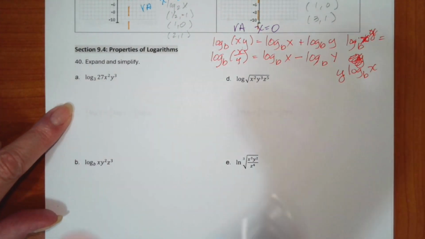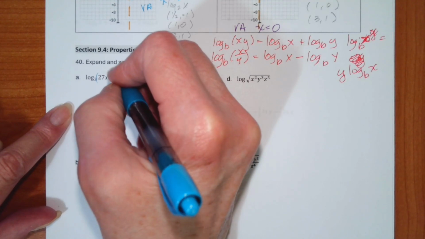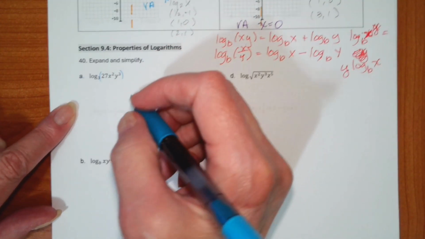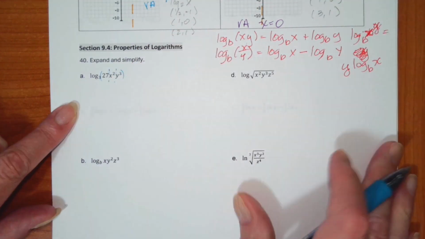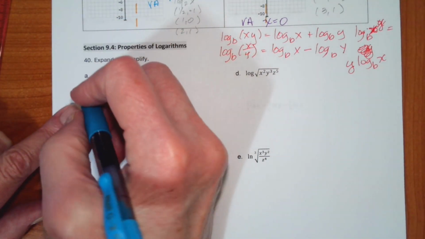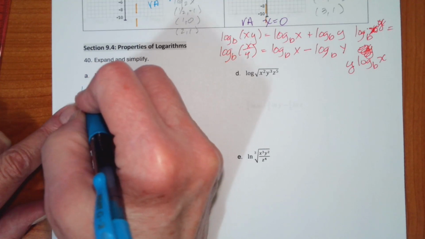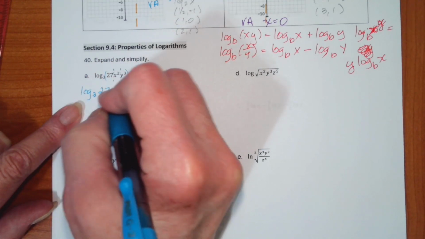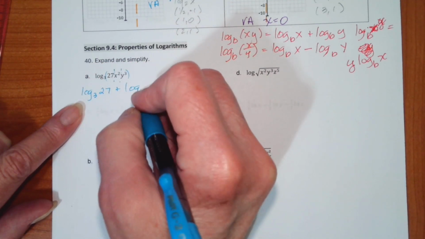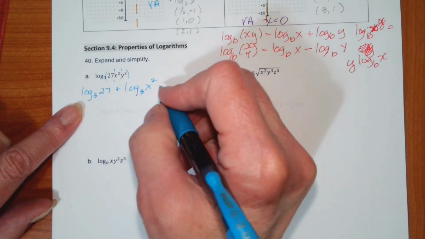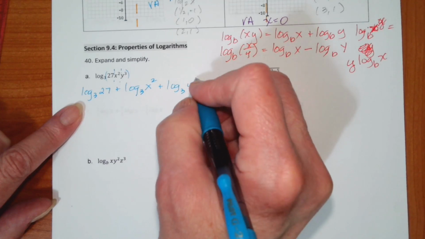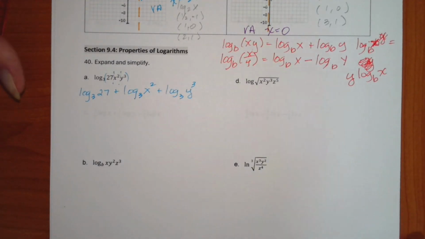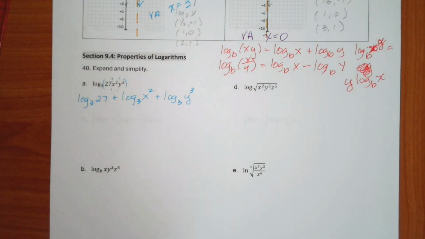Okay, so this one I'm multiplying, and here's my argument here. And I can split my argument into 27, x to the second, and y to the third. So I'm going to split this into 3 logarithms. So log base 3 of 27 plus log base 3 of x to the second plus log base 3 of y to the third. And then I'm going to look at each of these pieces and see if there's something I can do with them.